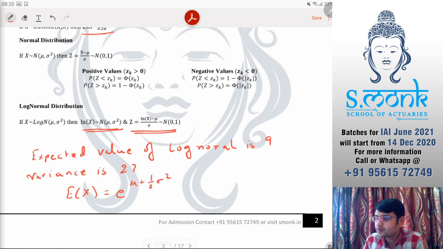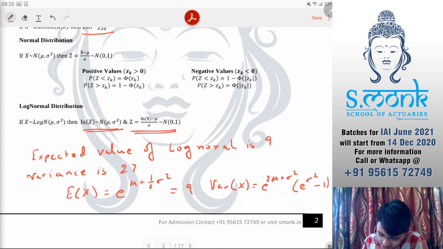If you do not remember, you have your table book, everything is given. The mean would be equal to 9, and variance is nothing but e raised to 2 mu plus sigma square into e raised to sigma square minus 1. This would be equal to 27. Now whenever you are solving this, you have two equations, two unknowns. You have mu and sigma square to find.